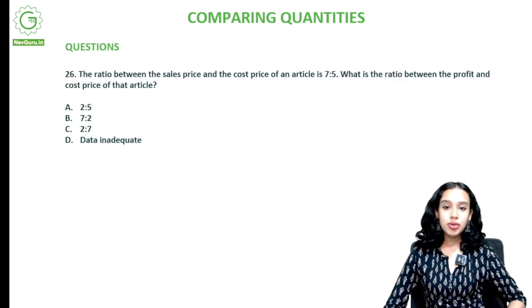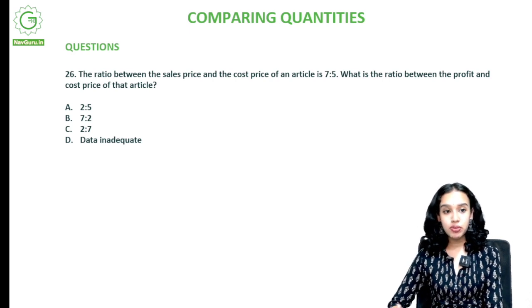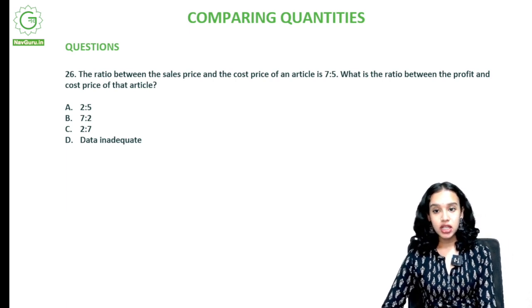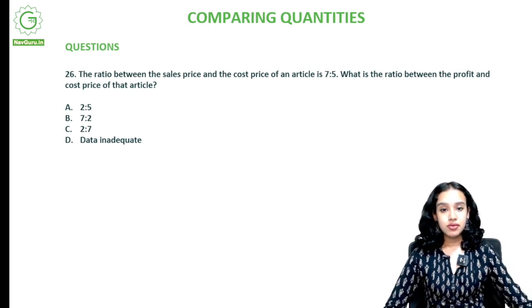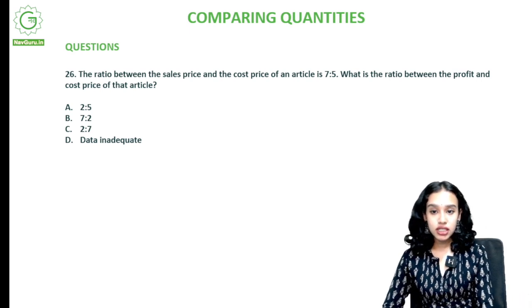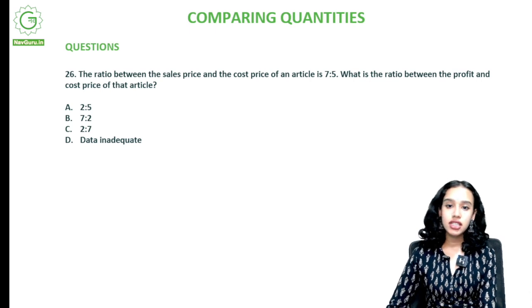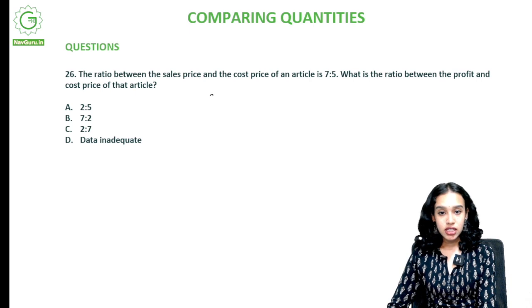Now, the ratio between the sales price and the cost price of an article is 7:5. What is the ratio between profit and cost price of the article? So let's go through this question once again. The ratio between the sales price and the cost price of an article is 7:5. That is, sales price is to cost price in the ratio 7:5. What is the ratio between profit and cost price?